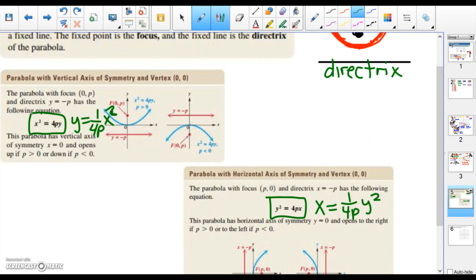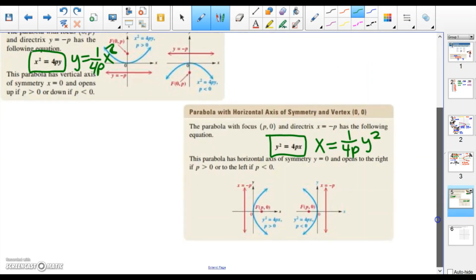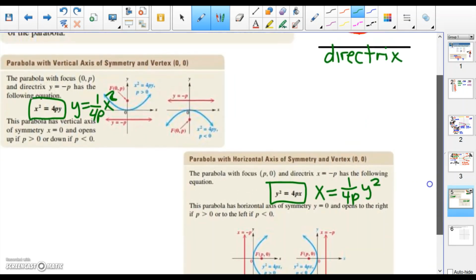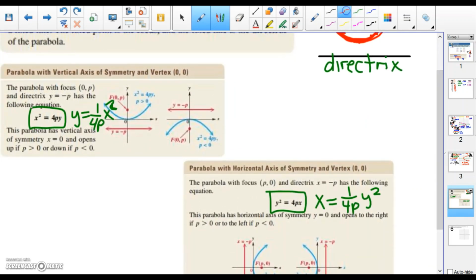So we can tell that the one on the top opens up or down, and the one on the bottom is going to open left or right. Okay, but one thing to notice is that 1 over 4p is equal to the a coefficient that we normally would see in our equation. So that's going to be useful for us for finding the focus or finding the directrix.